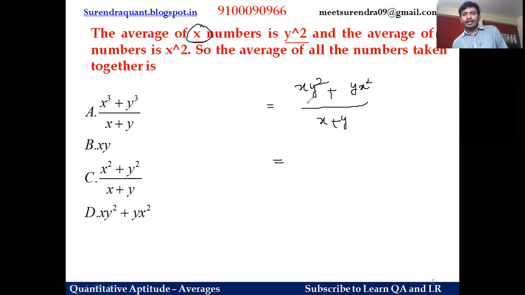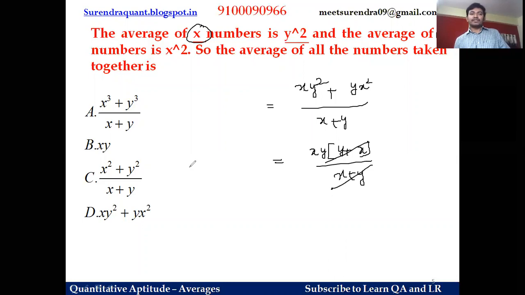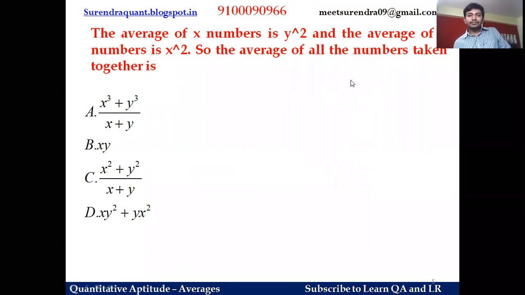Now friends, in the numerator, can you see x into y is common? Here xy is there. Here xy is there. So you can take x into y common, and then here y is left. In this expression x is left. So this is xy times (y plus x) divided by (x plus y). And clearly x plus y gets cancelled and we are left with xy. So the average of all such numbers taken together is x into y. As simple as that. Okay, let's move on to the next question.